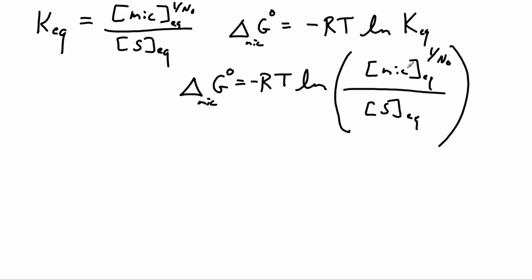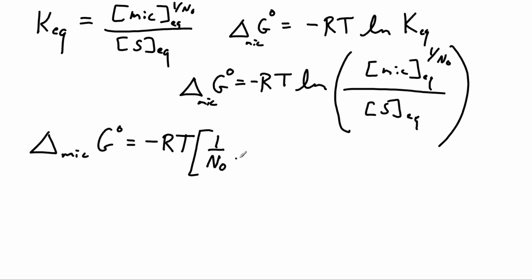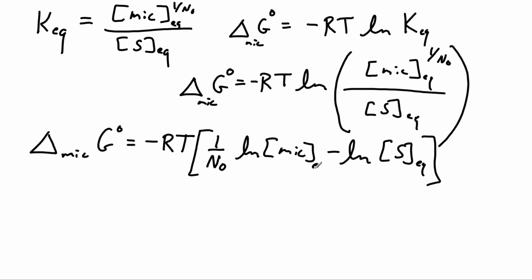All right, so we can split this up. Since this is a logarithm, we can split this into pieces, and we can say delta G standard for micelle formation is equal to negative RT. We can use the property of logarithms that if we take the logarithm of something to an exponent, we can bring the exponent in front of the logarithm. So we can have 1 over N naught times the log of the concentration of micelles. And since this is on the bottom, we know that's going to be the negative logarithm of the concentration of surfactant at equilibrium. So we'll put the equilibrium there.